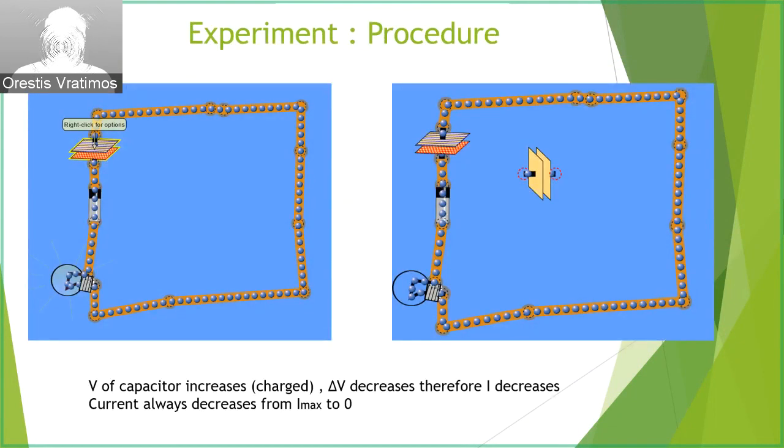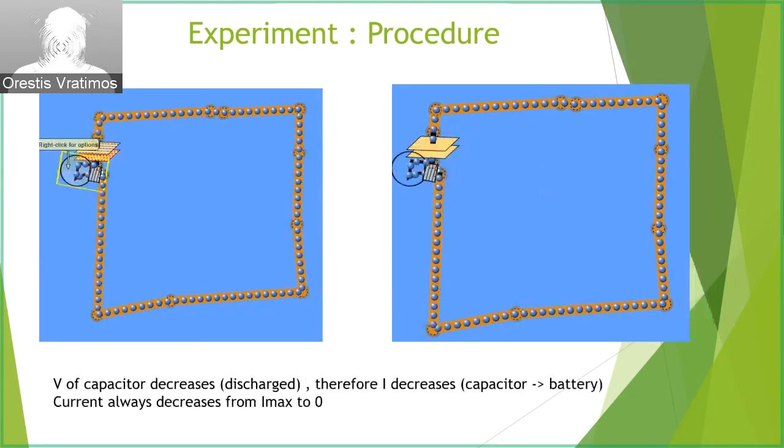We also handle capacitors, and we see here that the voltage of the capacitor increases as it's being charged, and the delta V decreases, and therefore the current decreases as well. The current always decreases from Imax to 0. And then we also see that when the voltage of the capacitor decreases and it becomes discharged, the current also decreases, and here the capacitor acts as a battery, and therefore the current always decreases from Imax to 0.